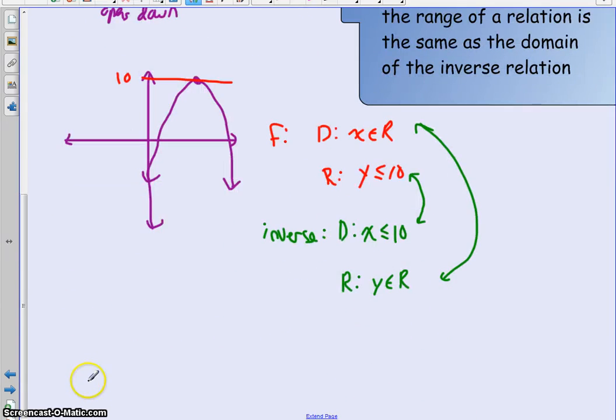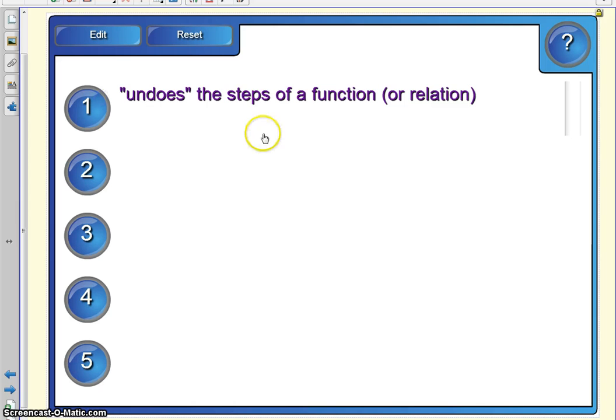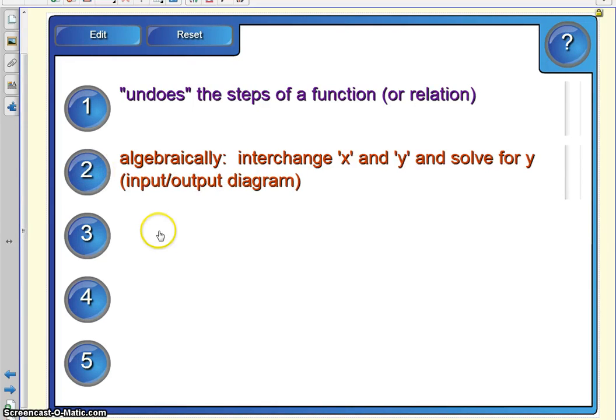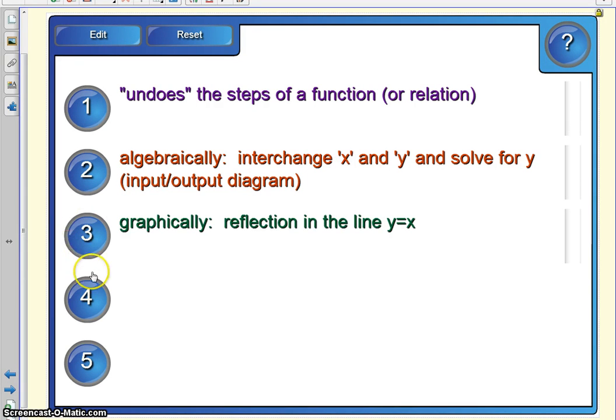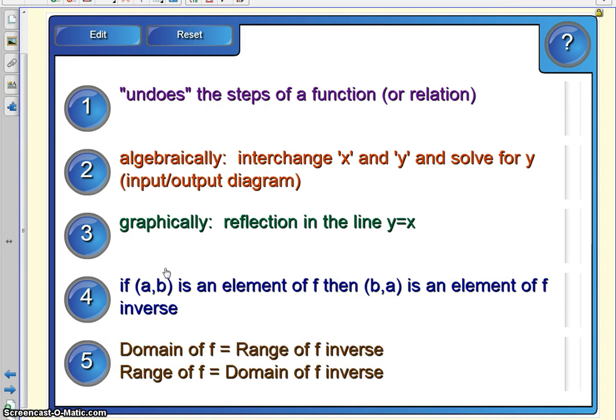A couple other things here. To summarize everything we've done about inverses, so you have all the information in one convenient place: the idea is it undoes the steps of a relation or a function to create a new equation. Algebraically, you're interchanging x and y to solve for y, and you can do that using that method or using an input-output diagram. Both methods will work. Graphically, it's a reflection in the line y equals x. If a point (a, b) is an element of f, meaning a point on the function, then interchanging x and y, (b, a), will be a point on the inverse. And the domain of a function is the range of the inverse, and vice versa.